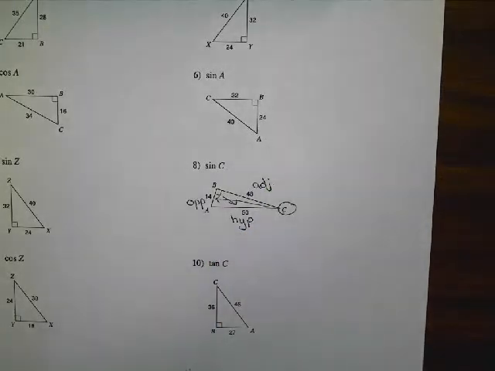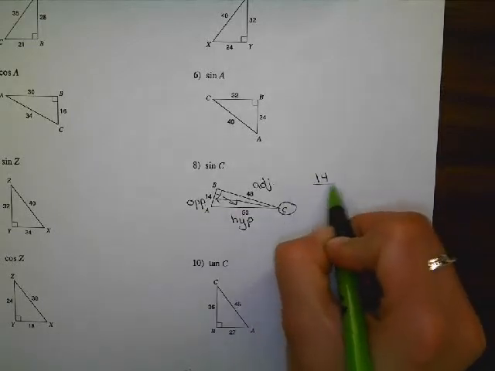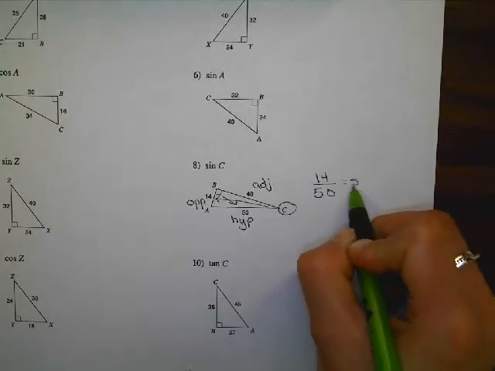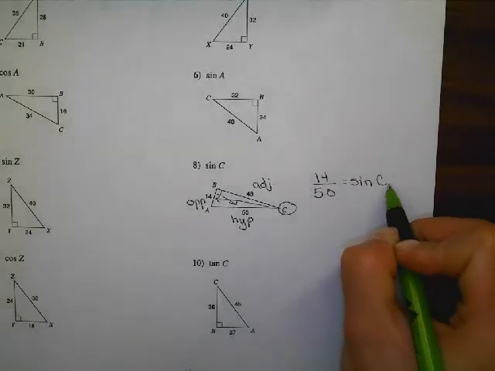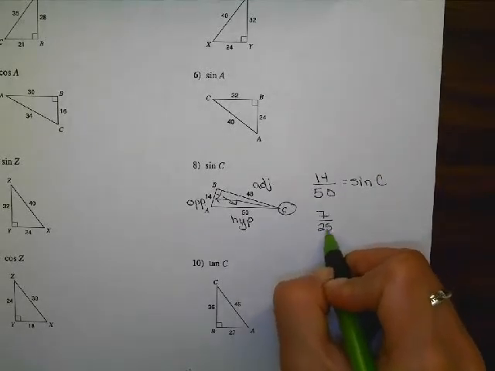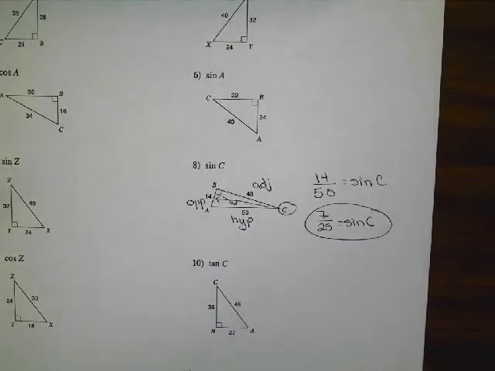Now I want the sine. Well, sine is abbreviated SOH, so that's the SO for opposite over hypotenuse. So the opposite side of this angle is 14, and the hypotenuse is 50. So 14 over 50 is going to be the sine of C. And if you reduce that, that's going to give you 7 over 25 as a sine of angle C. We'll do a couple on the back side.